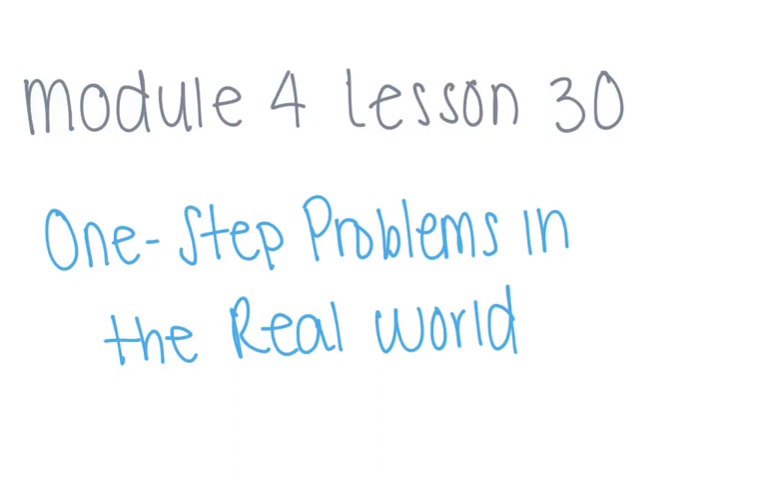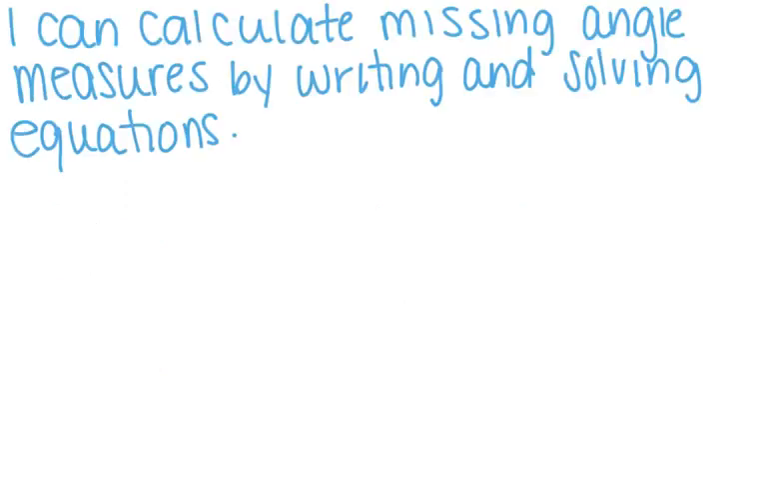Module 4, Lesson 30, One-Step Problems in the Real World. Our learning target for today: I can calculate missing angle measures by writing and solving equations. So today we're going to be using angles and finding missing angles using equations.